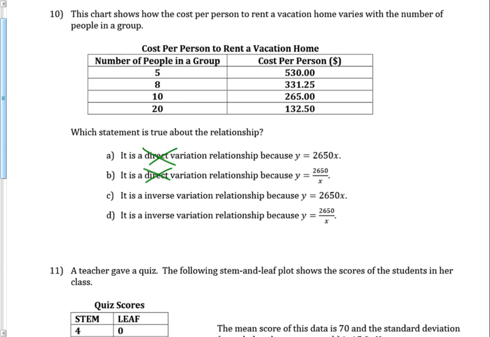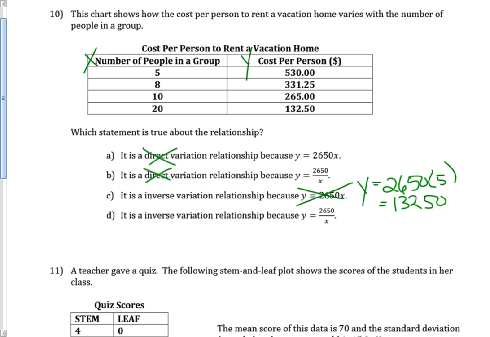Is it an inverse relationship because y equals 2,650 times x, or 2,650 divided by x? So we want to treat the first column as x and the second column as y. If we plug 5 in for x, we want to see which of these two equations gives us 530. So we check out the first one, 2,650 times 5 gives us 13,250. Definitely not equal to the correct y value.